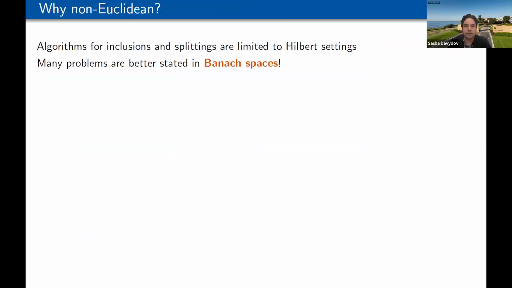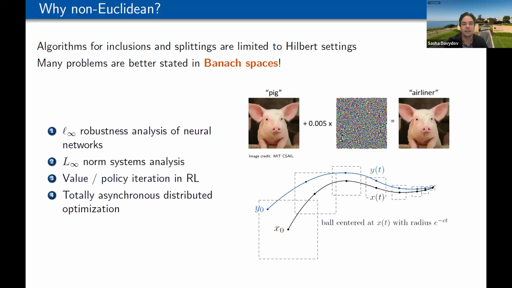So I think Saber did a pretty good job already introducing why we would want to go to the non-Euclidean setting. But let me give even more examples, perhaps. A lot of problems of interest are better stated in Banach spaces or in finite-dimensional normed spaces equipped with non-Euclidean norms. The prototypical example, the one that Saber introduced, is L-infinity robustness analysis of neural networks.